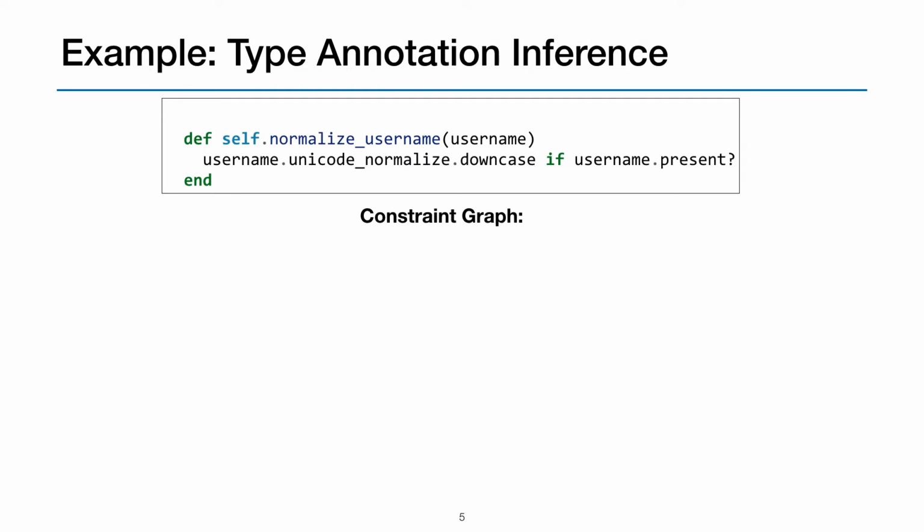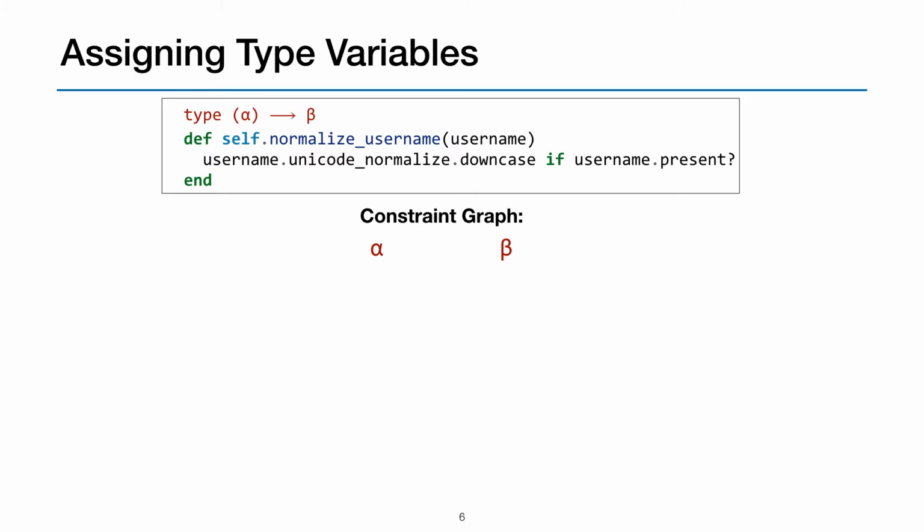Now let's take a look at an example of constraint-based type inference and see why this approach sometimes falls short. At the top we see the Ruby method we want to generate a type for, and at the bottom we're going to build up a constraint graph for the types in this method. Now the first thing we would do is assign type variables for the unknown types in our program. In this case we assign the normalizeUsername method the type alpha, arrow, beta, and we add alpha and beta as nodes in our constraint graph.